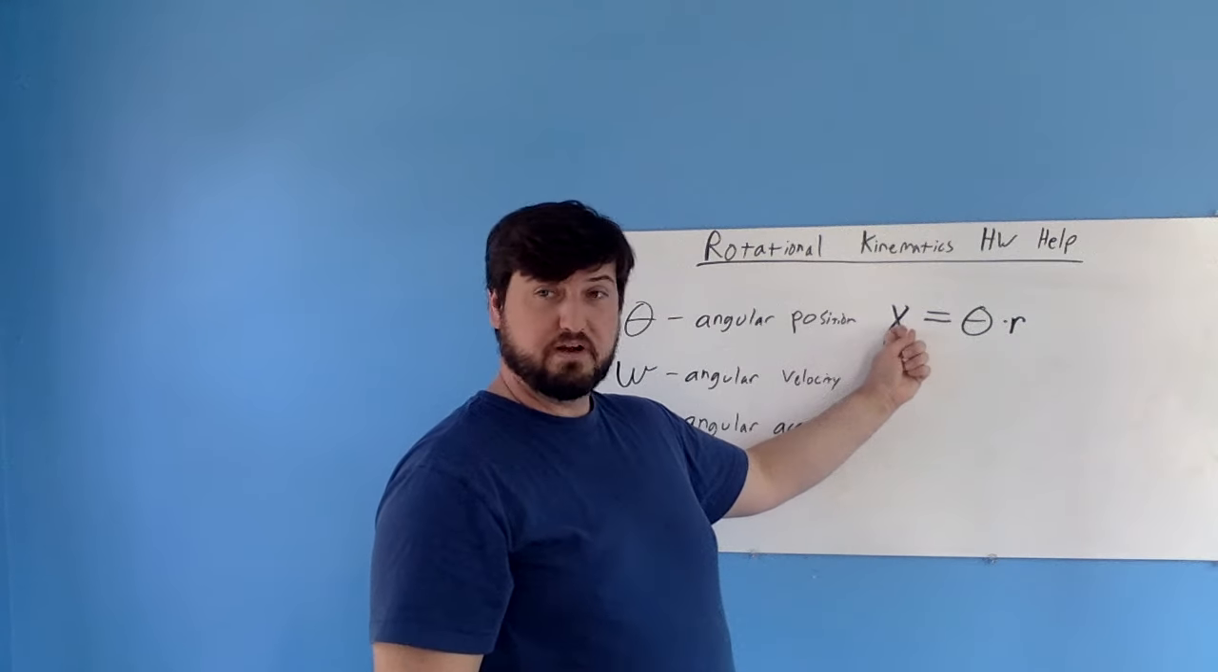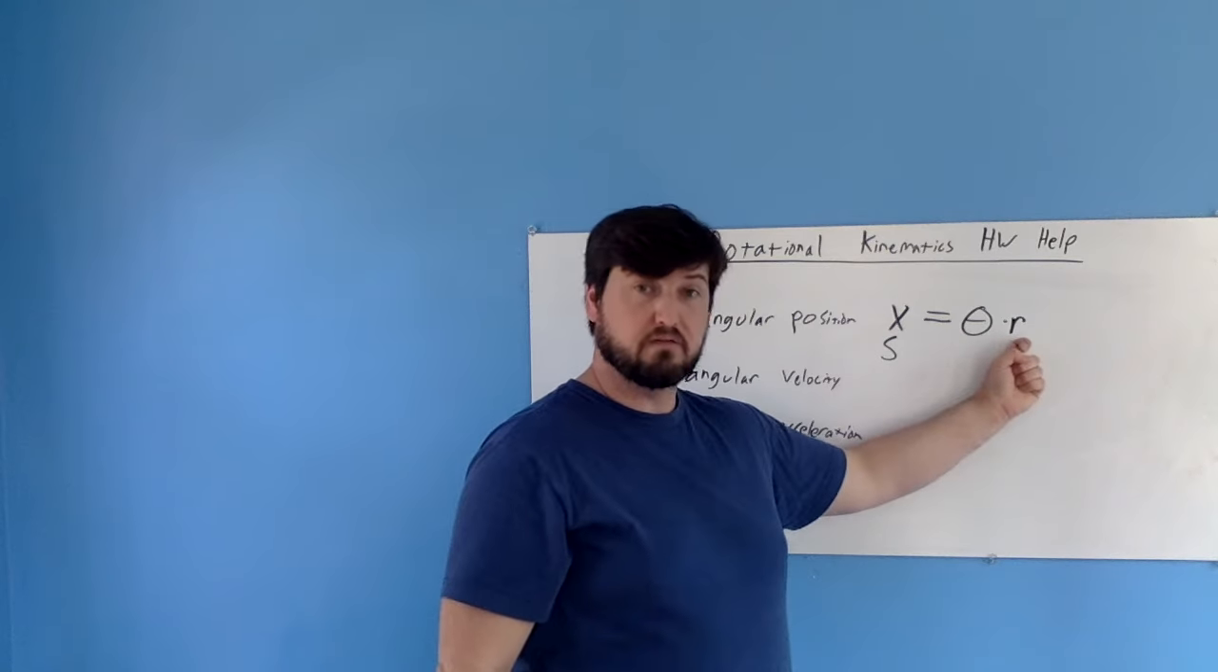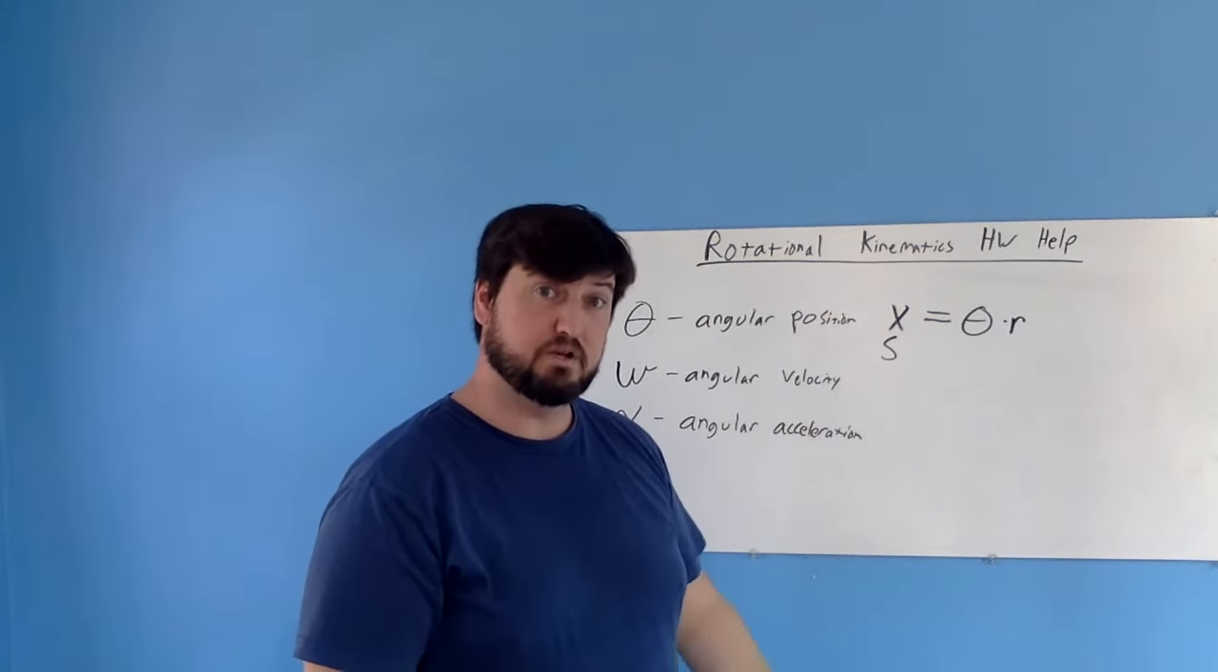Anytime you want to get to a linear variable, the linear version of it, all you have to do is take the rotational version and multiply it by the radius. And that's it. You'll get straight back to your linear variable.